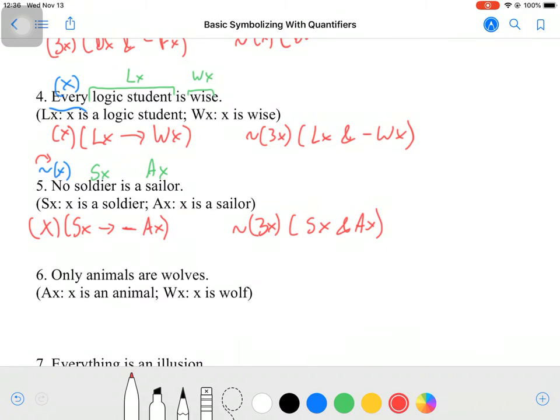Going on to 6, we see an only. If we see an only, think of this as an only if. This means that we're going to have some type of arrow somewhere. Then we have animals and wolves.